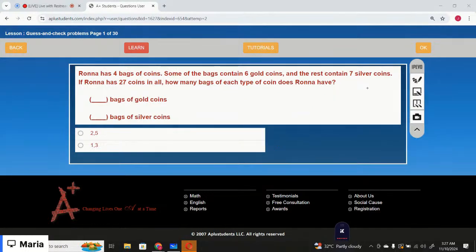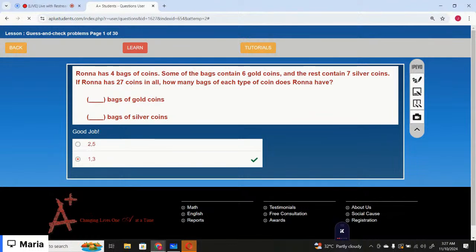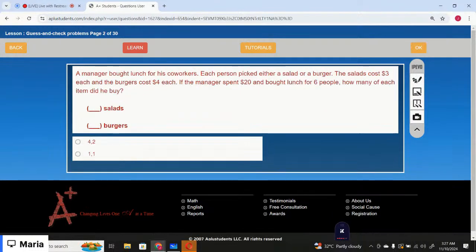So the correct option is 1 and 3. Option number 2 is the correct option, right? A manager bought lunch for his co-workers. Each person picked either a salad or a burger. The salad cost $3 each and the burger cost $4 each. If the manager spent $20 and bought lunch for 6 people, how many of each item did he buy?